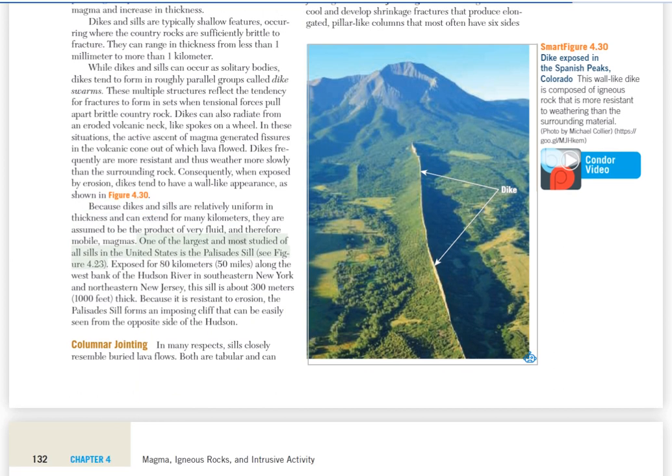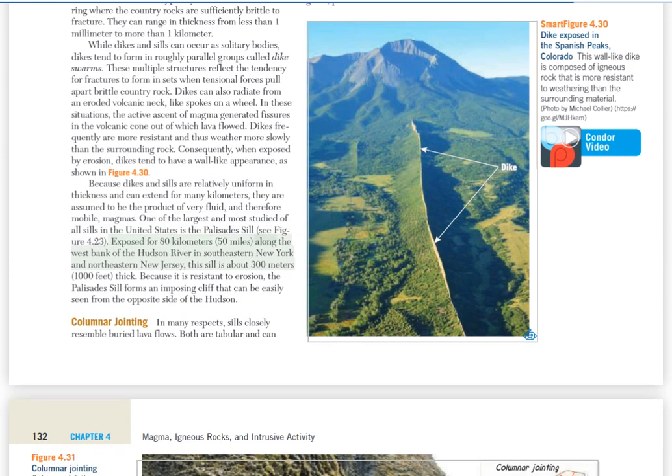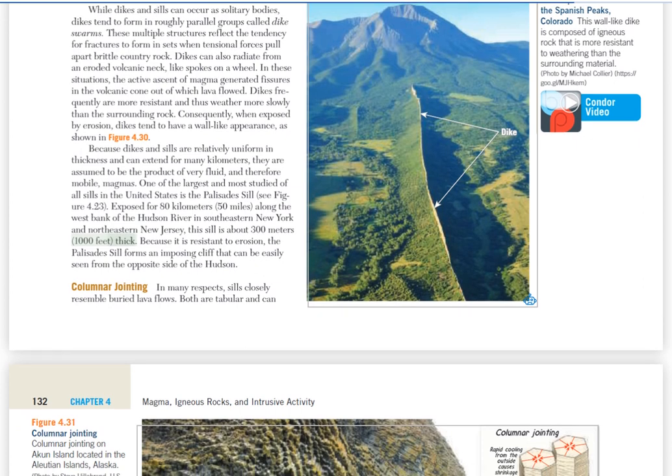One of the largest and most studied of all sills in the United States is the Palisades Sill. Exposed for 80 kilometers along the west bank of the Hudson River in southeastern New York and northeastern New Jersey, the sill is about 300 meters thick. Because it is resistant to erosion, the Palisades Sill forms an imposing cliff that can be easily seen from the opposite side of the Hudson.